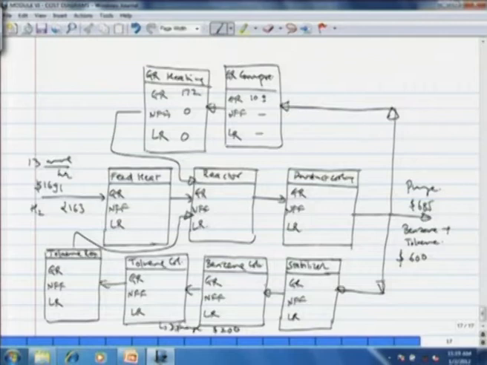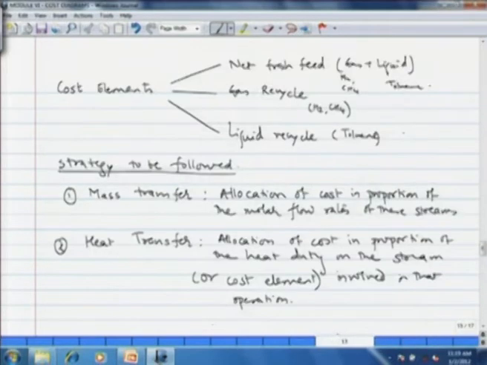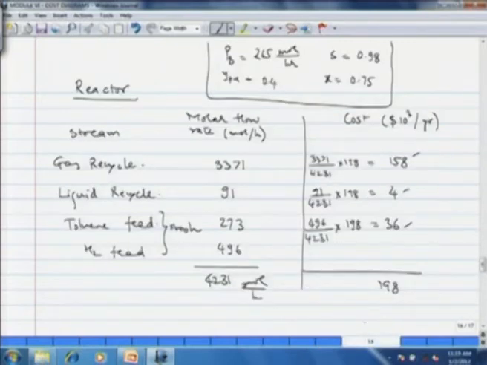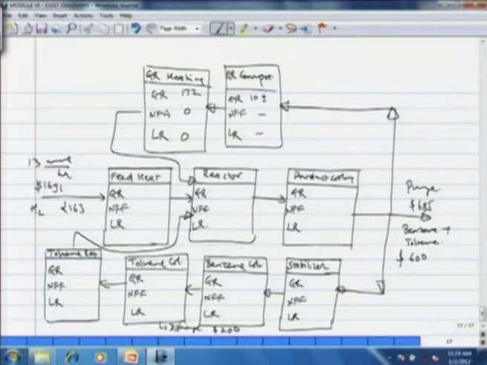The reactor is $198,000, but we have to now, as I said, distribute in terms of the molar component flow rates. Okay. So that is 158, 4 and 36 for gas recycle, liquid recycle and fresh feed. So that we write here 158, 36 and 4. Similarly, product cooling total was 155, that we distributed 86, 56 and 13 among the 3 streams.